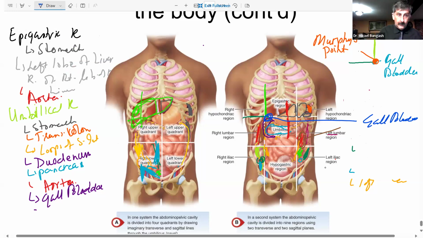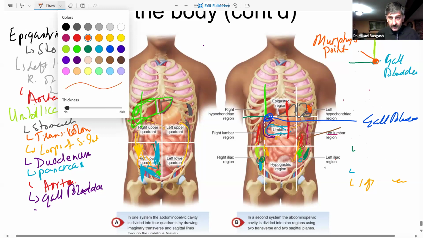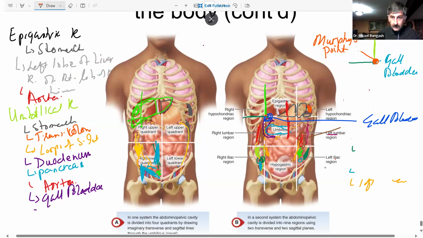Okay. And what do we call this point? It is going to be called Murphy's point.